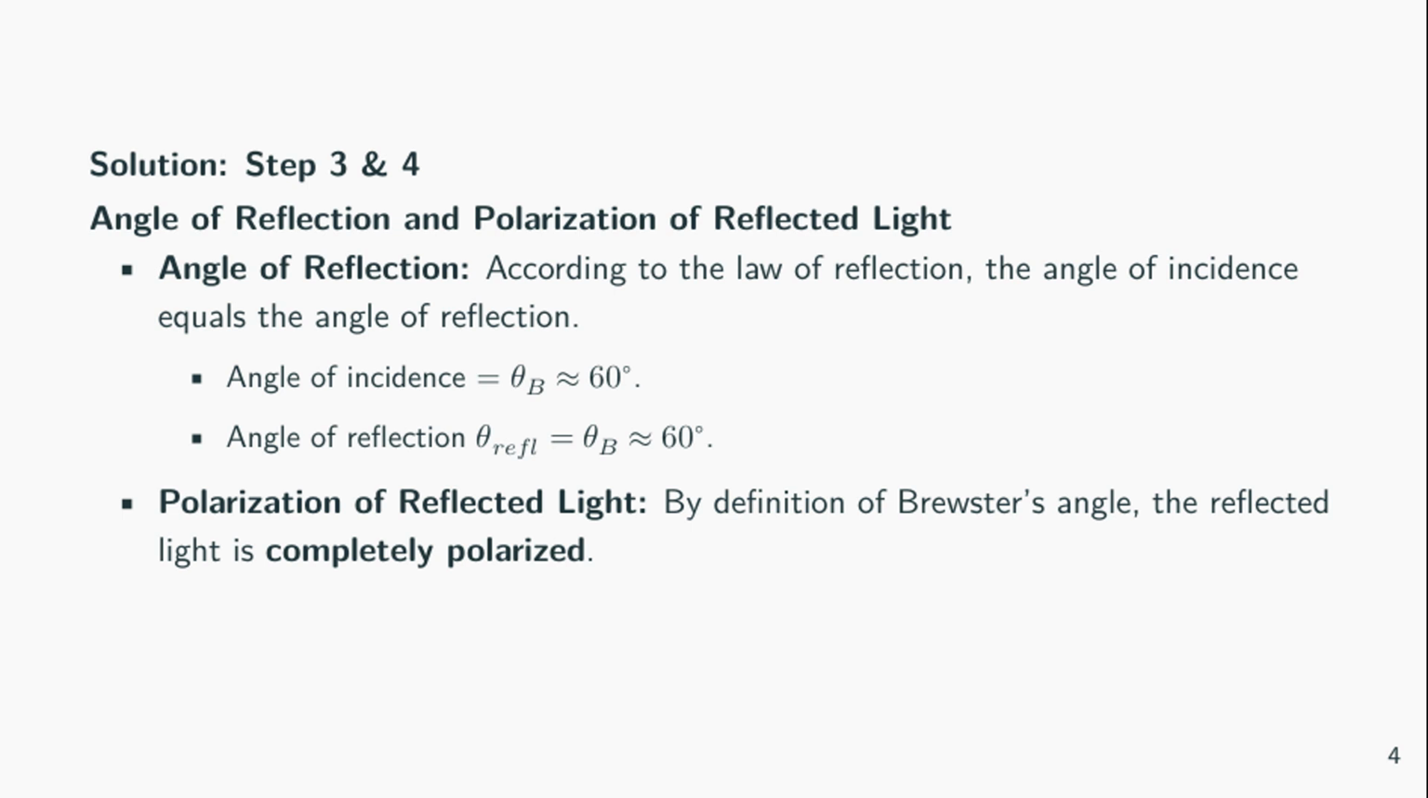Now that we know Brewster's angle, let's figure out the angle of reflection and the polarization state of the reflected light. First, the angle of reflection. This is pretty simple thanks to the law of reflection, which states that the angle of incidence is always equal to the angle of reflection. In this case, the angle of incidence is Brewster's angle, which we just found to be approximately 60 degrees. Therefore, the angle of reflection is also approximately 60 degrees. Next, the polarization of the reflected light. This comes directly from the definition of Brewster's angle itself. Remember, at Brewster's angle, the reflected light is by definition completely polarized.